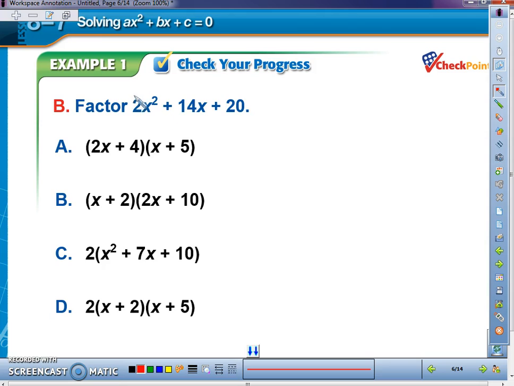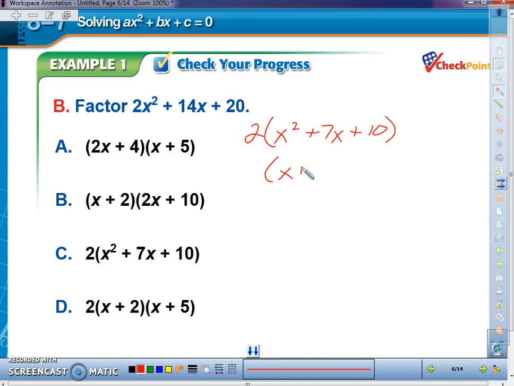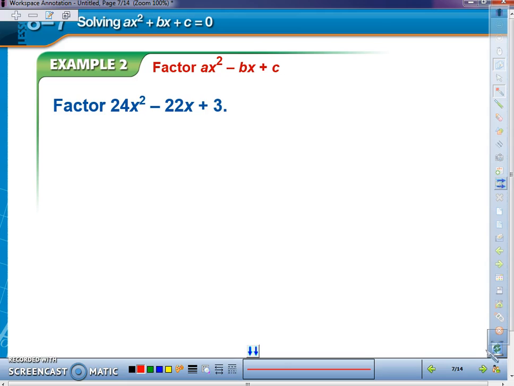So this is one where we need to look, what can we take out of all of this? I'm going to take out a 2 to start. X squared plus 7x plus 10. And what do we multiply together to give 10 but add together to give 7? 2 and 5. X plus 2 and x plus 5. Okay, making sure that the 2 is out in front. So it looks like D is going to be the answer right there. All right, keep it going.